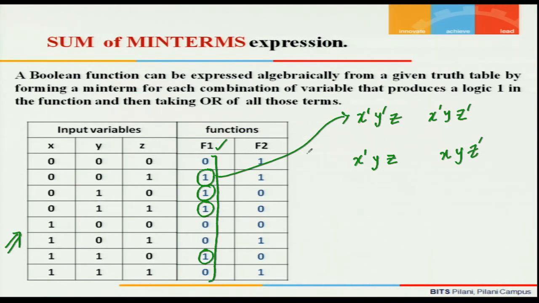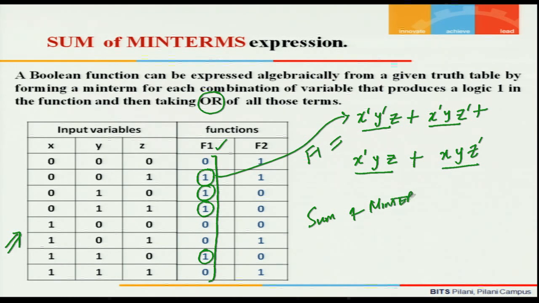When we write the function f1, it is the sum of all these minterms, which is an OR function. So, I am going to put an OR operator between these minterms. So, what I get here is the function f1 is x bar y bar z plus x bar y z bar plus x bar y z plus x y z bar. We call this the sum of minterms expression for the given circuit whose output f1 is represented like this.